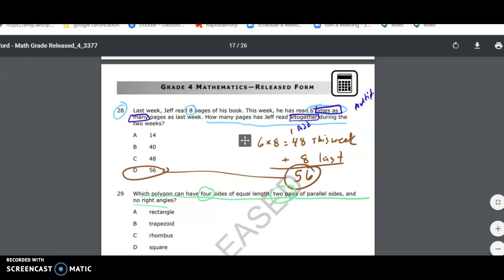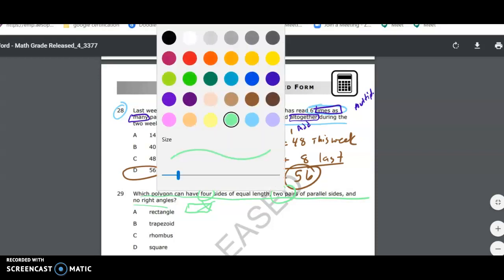It has to have 4 sides of equal length, 2 pairs of parallel sides, and no right angles. If it doesn't have any one of those, that means that's not our answer. So it has to have all 3. Let's look at them. Rectangle can look like this. Does it have 4 sides of equal length? Nope, these are longer than those, so this is going to be eliminated because it doesn't have 4 sides of equal length.